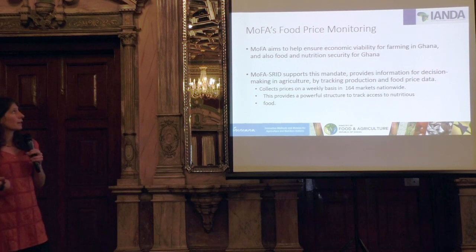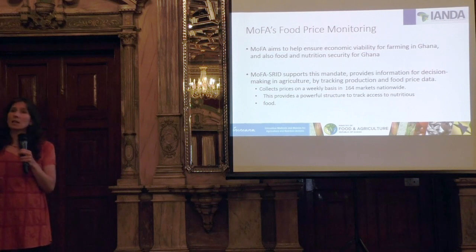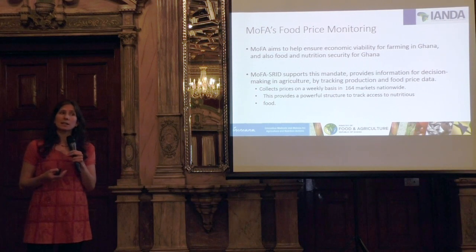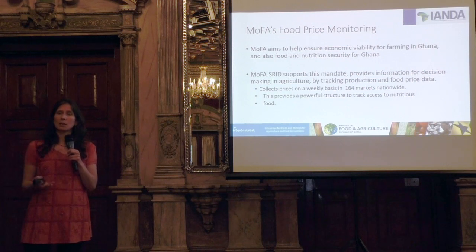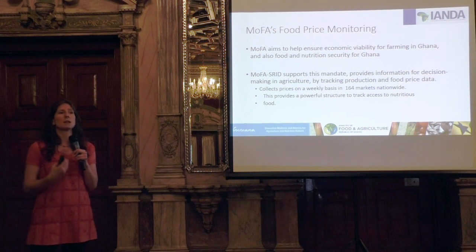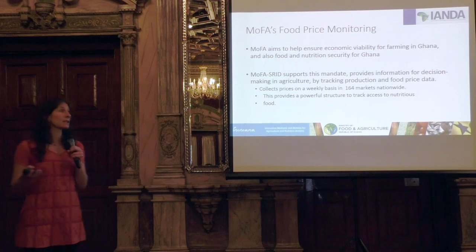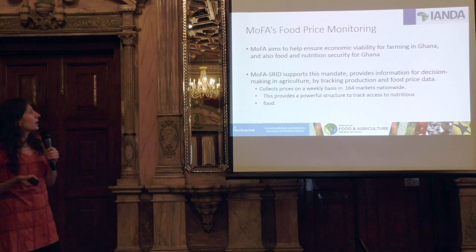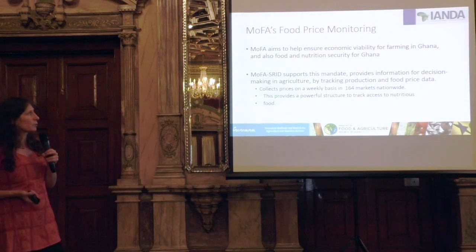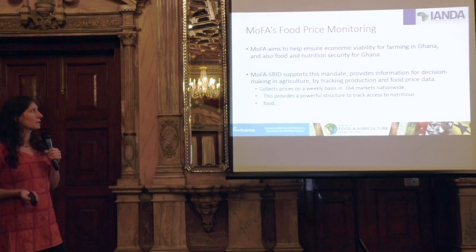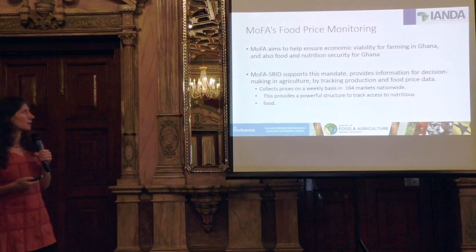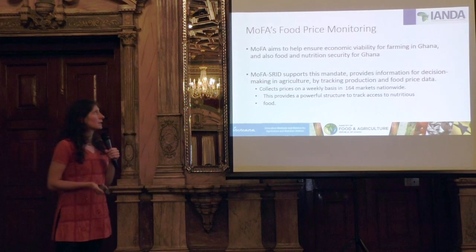And so along with tracking food security, they also have a mandate to ensure economic viability for farming. Another interest that they had was that if they're collecting a greater diversity of foods, they could have more information to share with farmers and businesses about what sorts of food products would be best to invest in. So they track production and food price data on a weekly basis in 164 markets nationwide, which provides a really powerful structure to track these indicators.